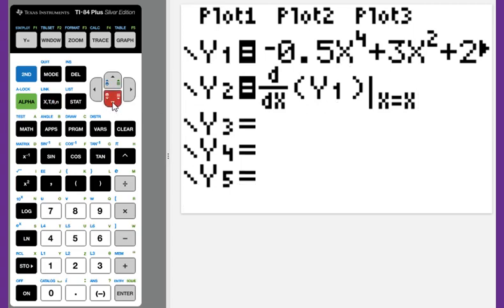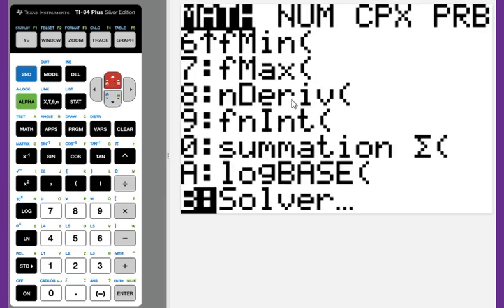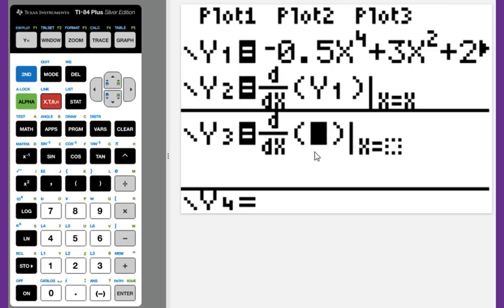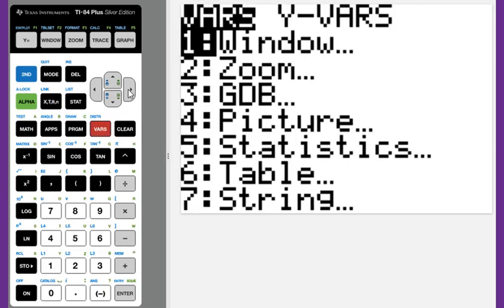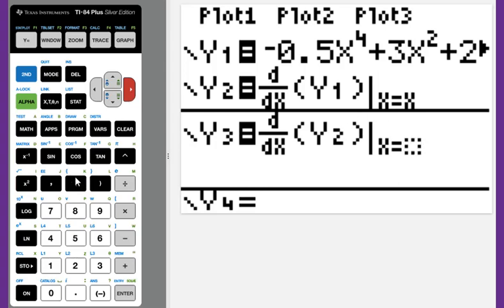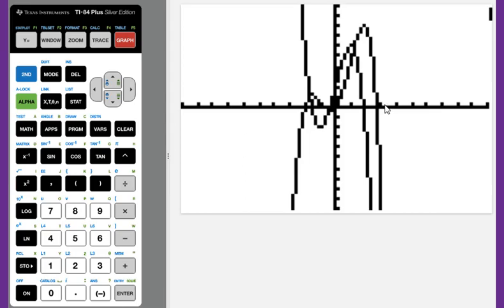We want to get the second derivative of y1. Therefore, we do math, find the derivative, that's 8 again. Here's x. But this time we need to put y2 because we do the derivative of y2. So variable, y variable function. Then here's y2. Then this is x. If you go to graph, you will see 3 graphs. It's hard for us to decide which one is which.